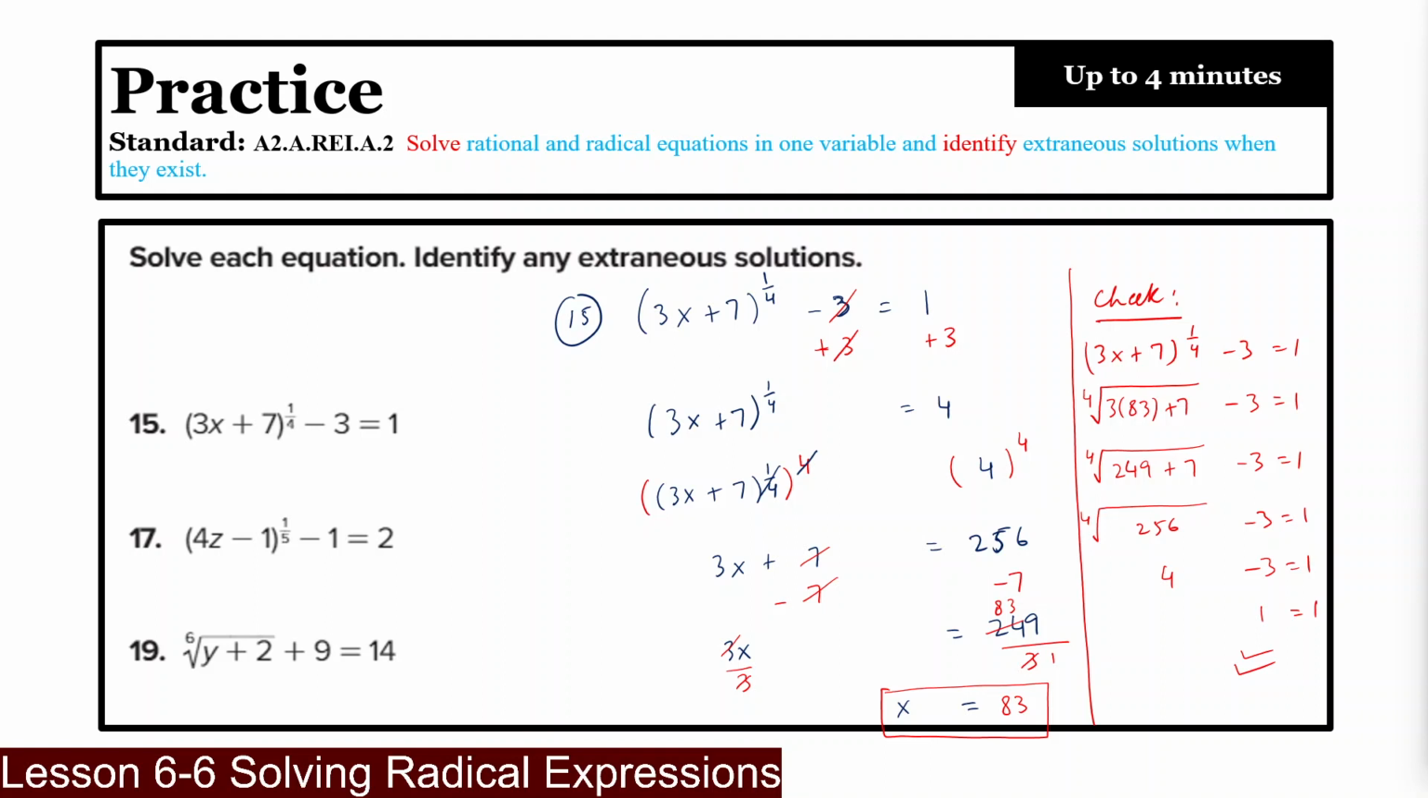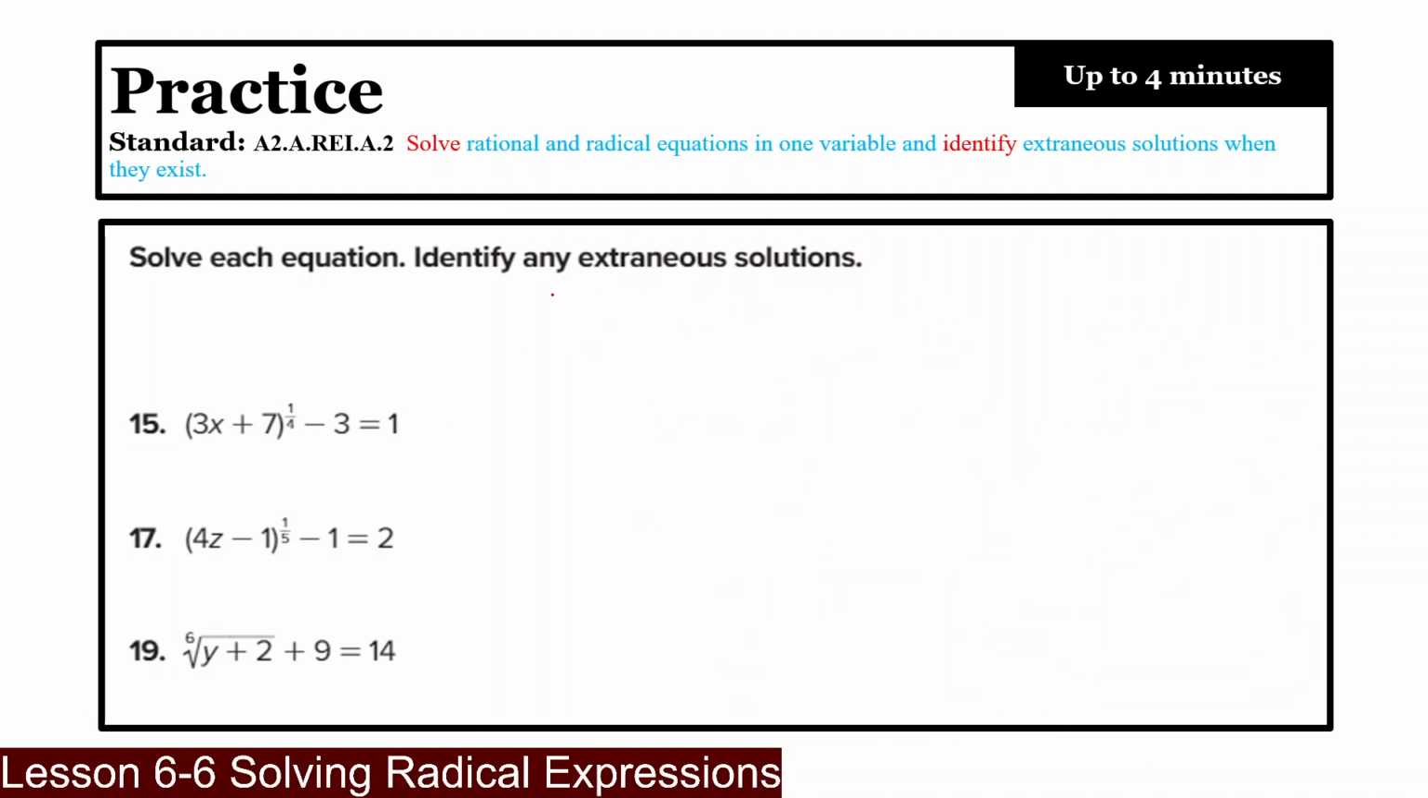Let me clear the stuff for number 15 and then we'll look at number 17. So here's my number 17. Again, I'm trying to solve a radical equation. I don't see a radical, but I see an exponent in fraction form. That means that it is a radical. It's just in the exponent form.